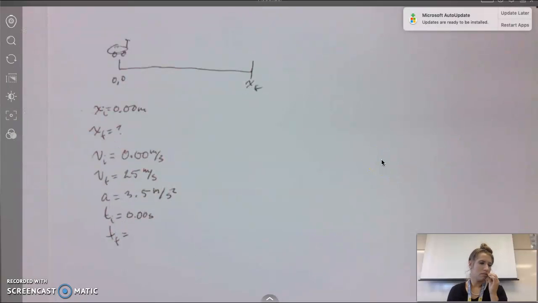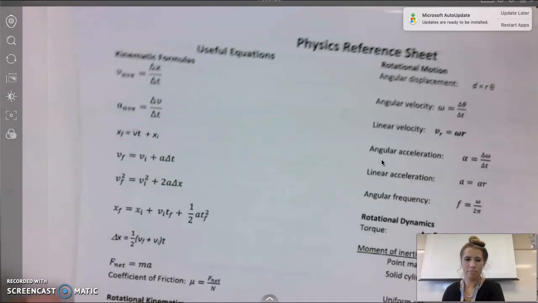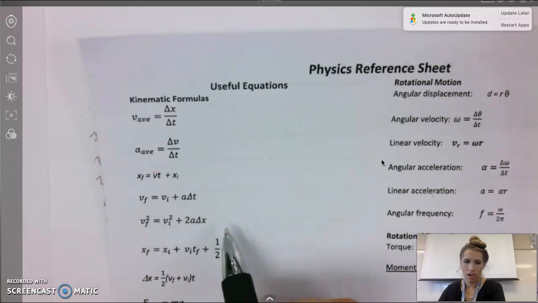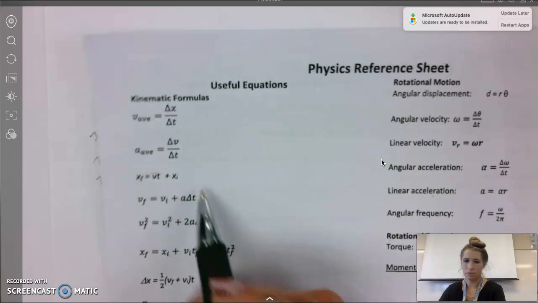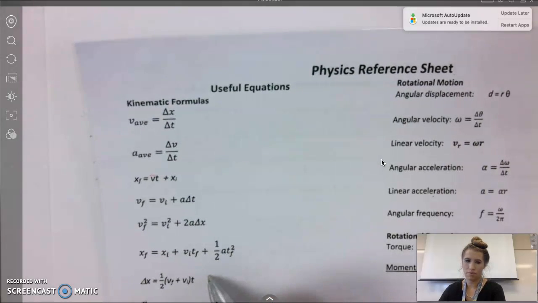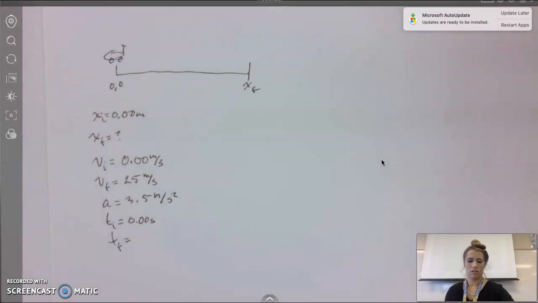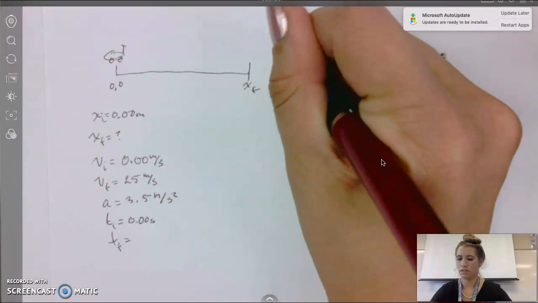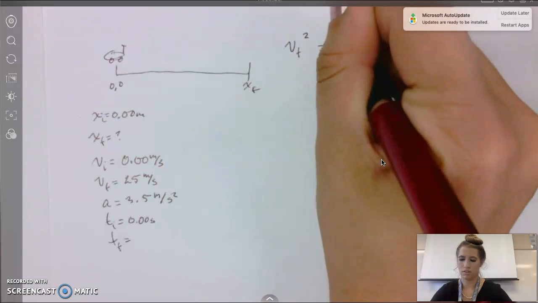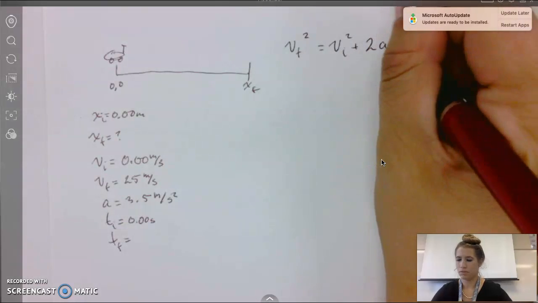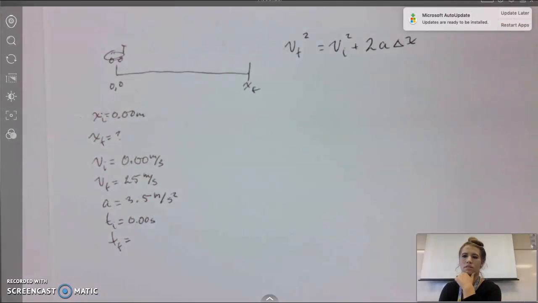So, we don't have a time component, but we want to know how far it's gone. So when I look at my equations, I can't use this because it has the time component. Can't use that for the same reason, same there. So my only equation is this one. So I have velocity final squared is equal to velocity initial squared plus 2 times acceleration times delta x.